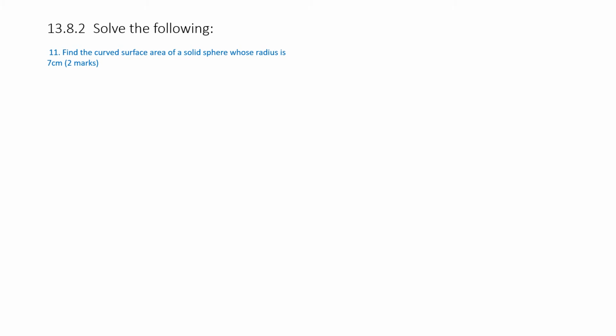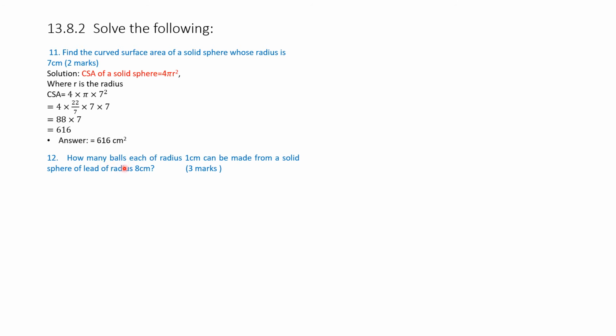Problem number 11. Find the curved surface area of a solid sphere whose radius is 7 cm. Here only r is given. The curved surface area of a solid sphere is 4 pi r square. Therefore, we have to simply substitute the value of r. CSA is equal to 4 pi into 7 square. Pi is 22 by 7. Therefore, 4 into 22 by 7 into 7 into 7. It becomes 28 into 22. That is equal to 88 into 7, 616 centimeter square.